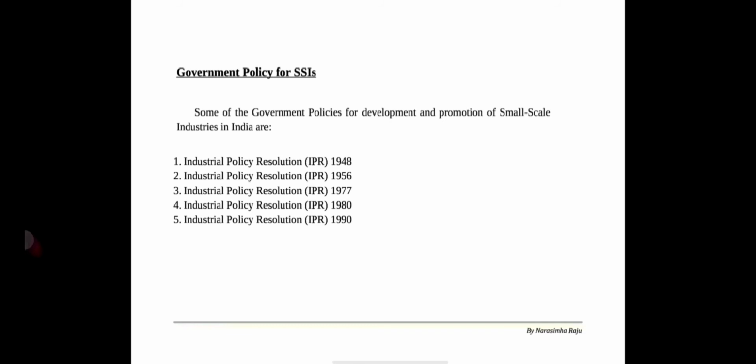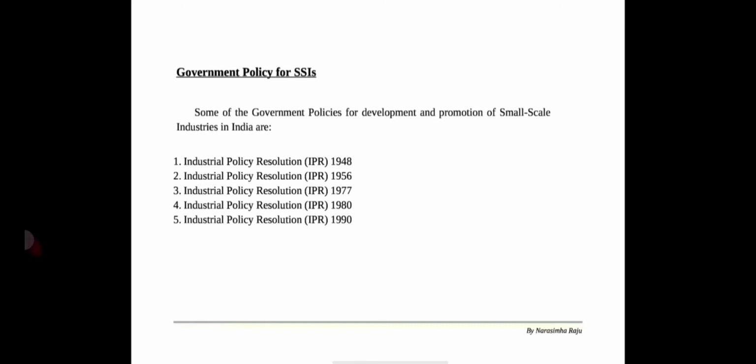A new Apex Bank known as Small Industries Development Bank of India, that is SIDBI, was established in 1990. There is greater emphasis on training of women and youth under the Entrepreneurship Development Program, that is EDP, and a special cell is to be established in SIDO for this purpose. SIDO refers to the Small Industrial Development Organization.